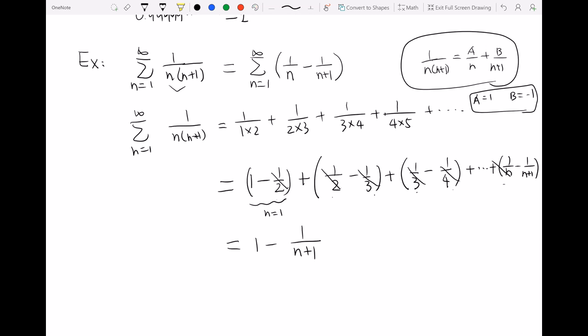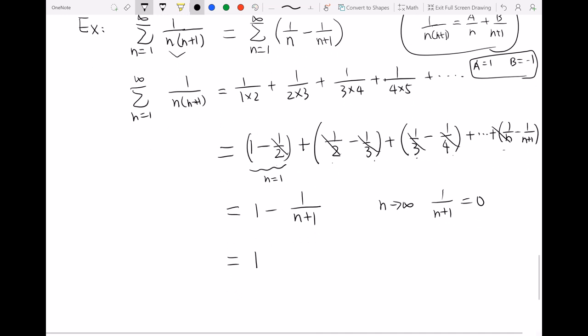If n goes to infinity, this one goes to 0. So n goes to infinity, 1 over n plus 1 equals 0, because 1 over infinity is 0. So it's 1. That makes sense, right? Alright, so how about I give you another one, see if you can finish this one.